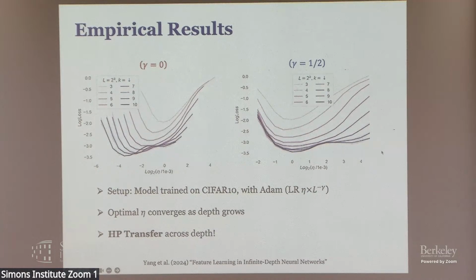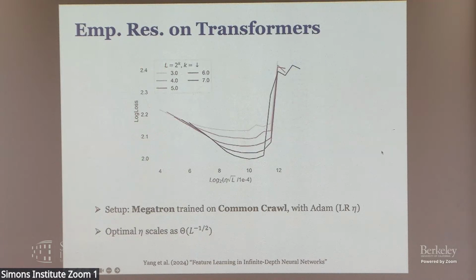Okay. Just to show you some results on transformers. This is a transformer network called Megatron, trained on a data set called Common Crawl with Adam. Here what I show you is the optimal learning rate, the learning rate eta times square root of L. What I want to show you is that the optimal learning rate times square root of depth seems to be stable as you increase the depth. This kind of confirms the theory, but for more advanced models, transformers.